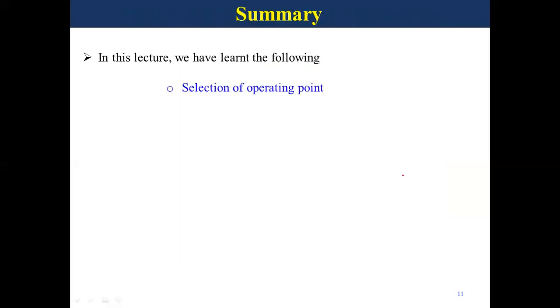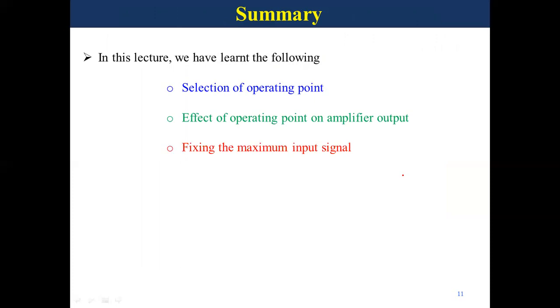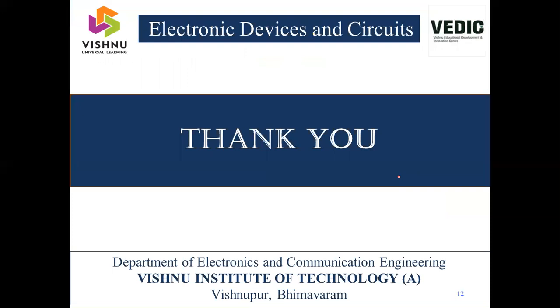Then coming to the summary. In this lecture, we have learned the following: selection of operating point for an amplifier and the effect of operating point on amplifier output. Then fixing the maximum input signal that the amplifier can handle. Thank you all.